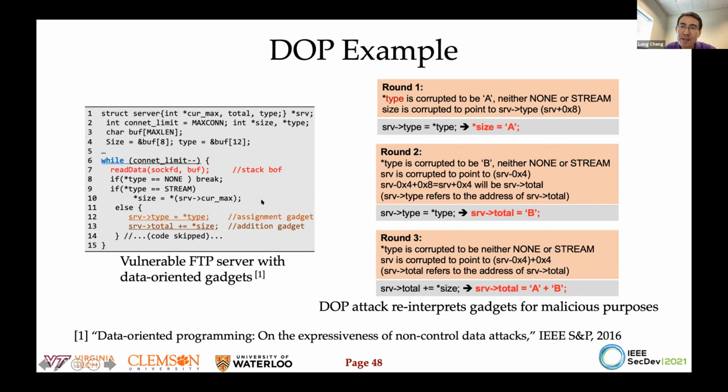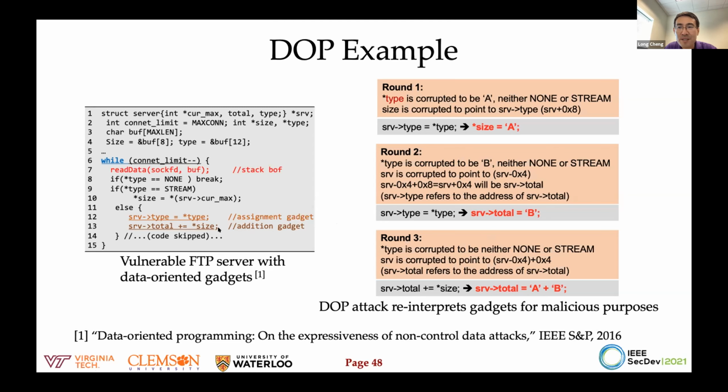So assume the attacker's purpose is to calculate the value a plus b. Intuitively, we want to find a gadget in the code which performs the addition calculation. Luckily, within this while loop in line 13, we get an addition gadget. This addition gadget can be used to calculate the value of a plus b.